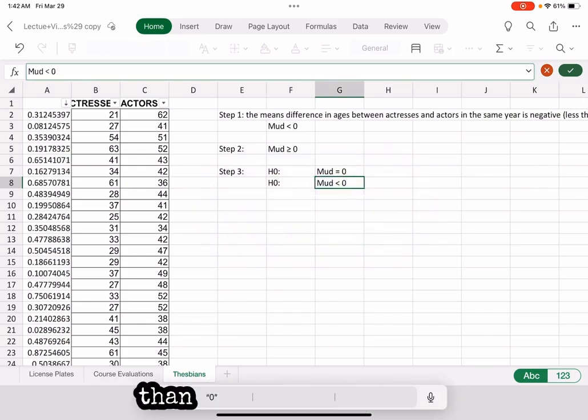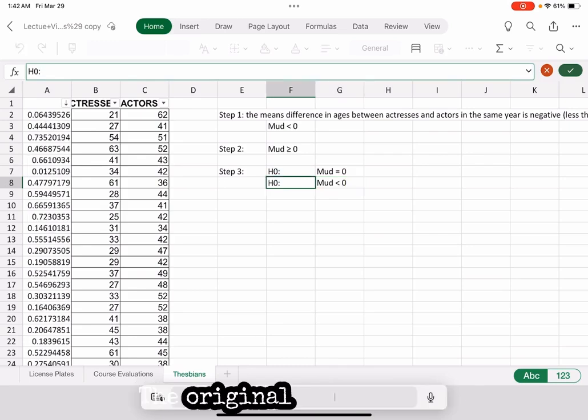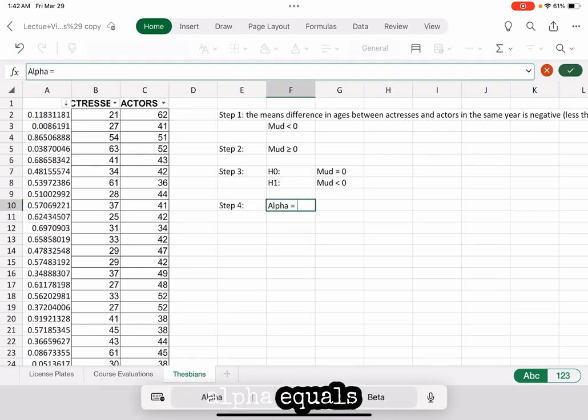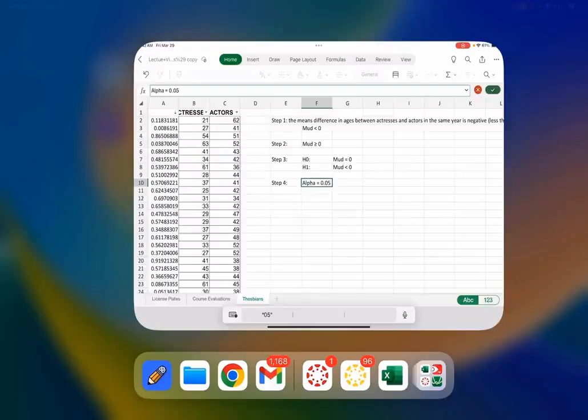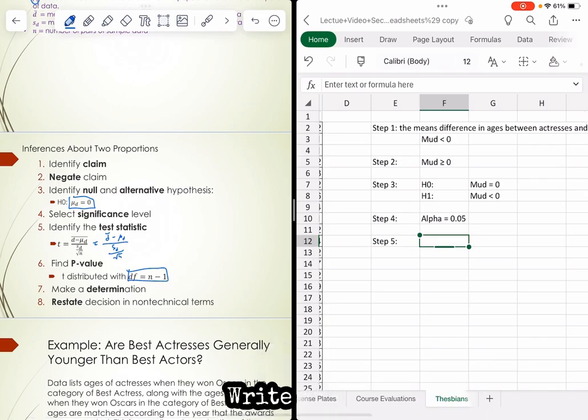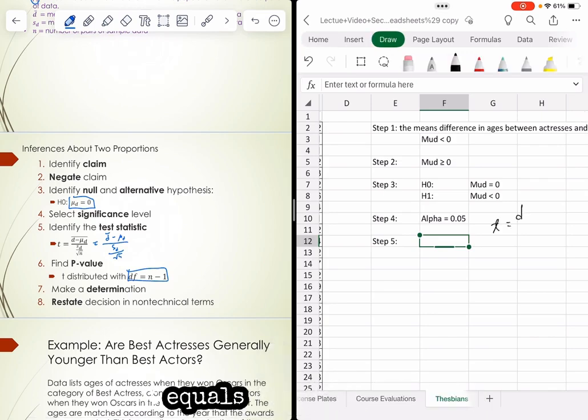How did I know to do less than and not greater than? The greater than or equal to is the null hypothesis. The original claim goes to the alternative hypothesis. Step 4, alpha equals 0.05. Step 5 is the test statistic. There it is. You write it in. T equals d bar minus mu d, which is 0, over s d divided by square root of n.